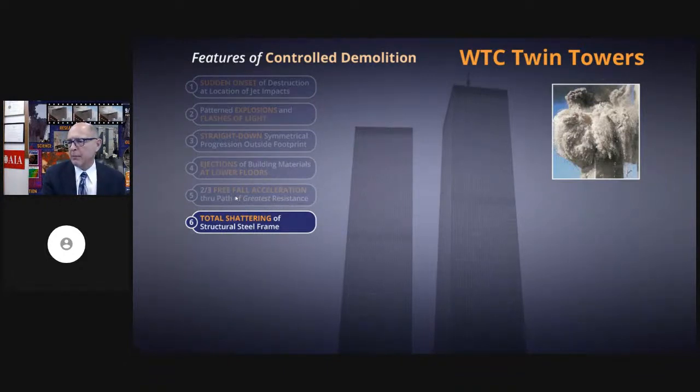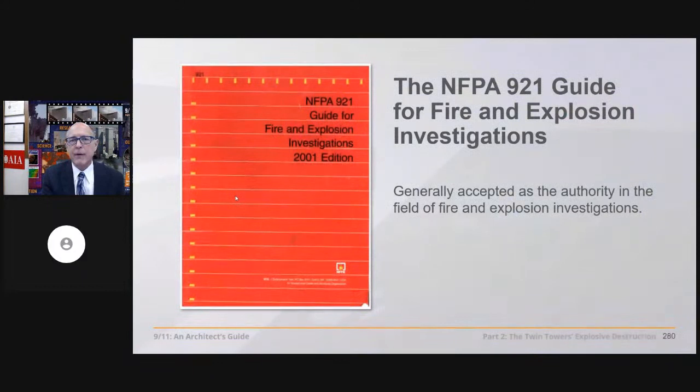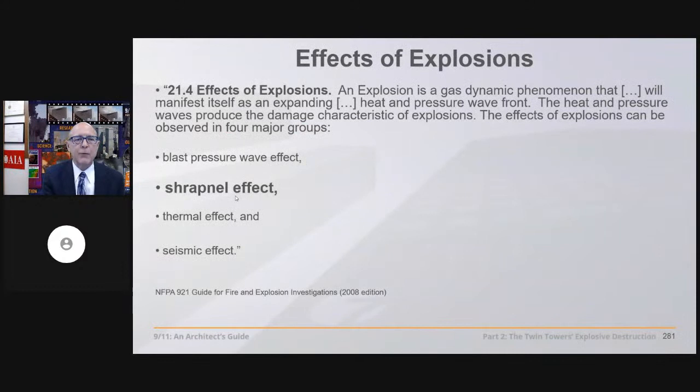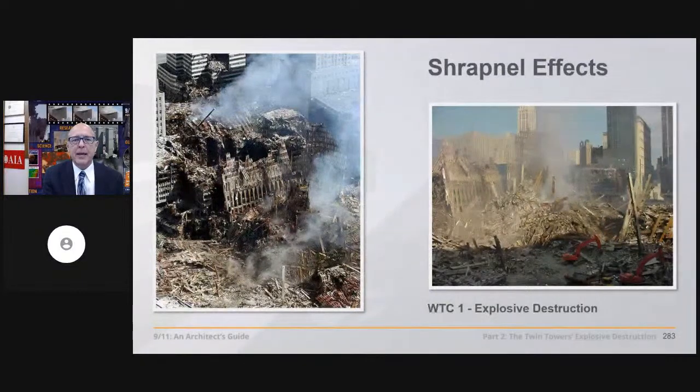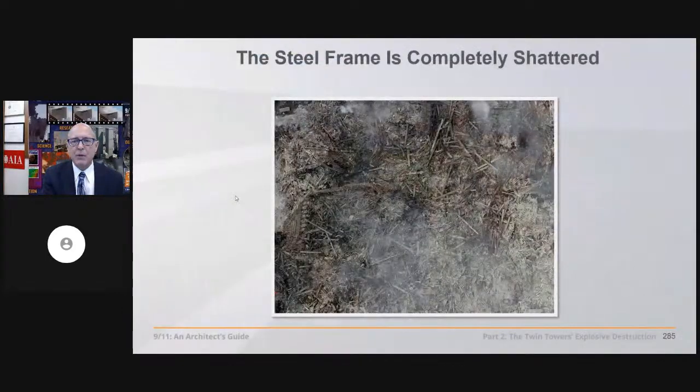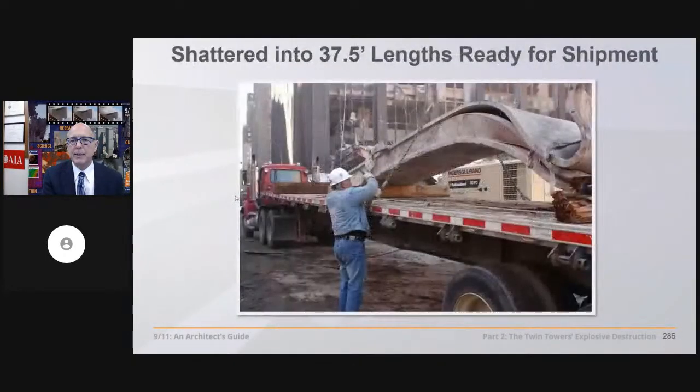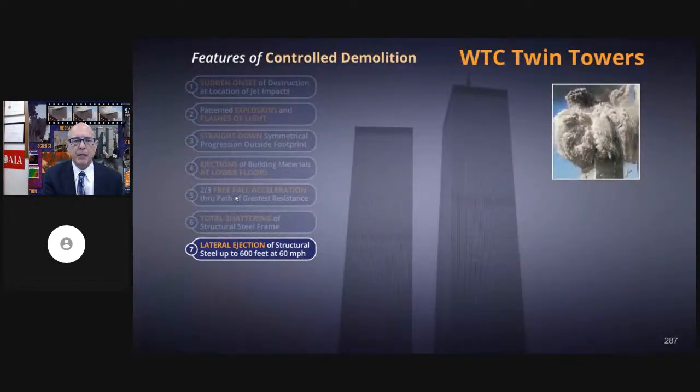Now, feature number 6, the total shattering of the structural steel frame. What are we talking about? The National Fire Protection Association Guide 921 for Fire and Explosion Investigation says, look for the effects of explosions, shrapnel effects, high order damage characterized by the shattering of the structure, producing small pulverized debris with the building completely demolished, debris thrown great distances, as we've seen. Well, the shrapnel effects is exactly what we see in the World Trade Center towers. The steel frame is completely shattered. It's broken up, ready for loading and shipment, that steel.